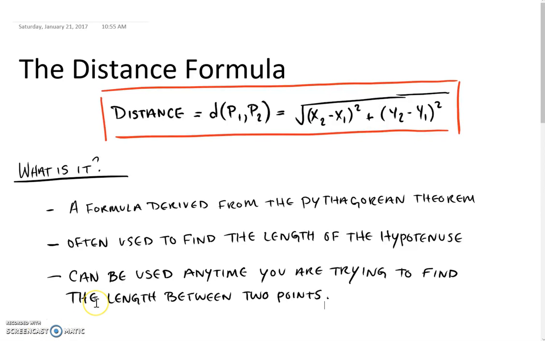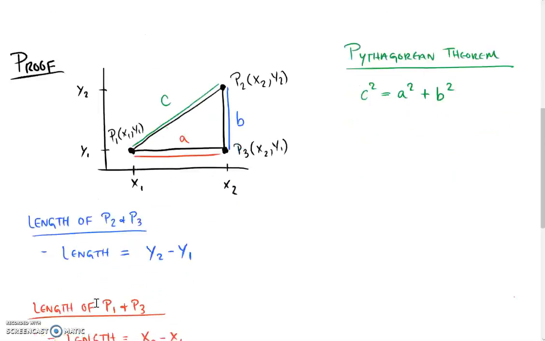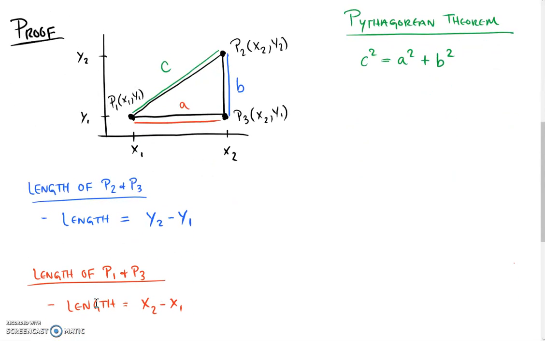So let's go ahead and try to prove this using the Pythagorean theorem. As you can see from the picture drawn, it's very easy to find the length of one of the sides, for example, A or B. If you're trying to find the length of A, it would simply be x2 minus x1, and you would have your length. Similarly, for B, you'd simply subtract y2 minus y1.